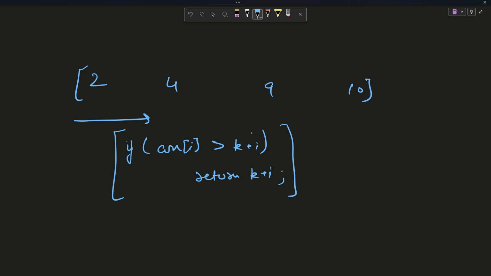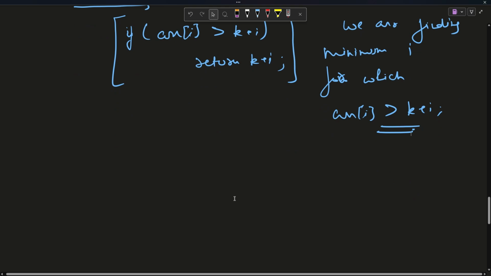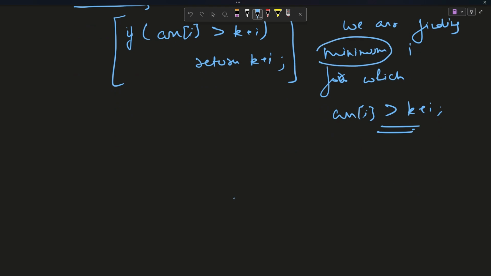So what is actually happening? We are finding the minimum i for which arr[i] is greater than k plus i. We are finding the minimum i for which arr[i] is greater than k plus i. That's all. So, finding the minimum i.